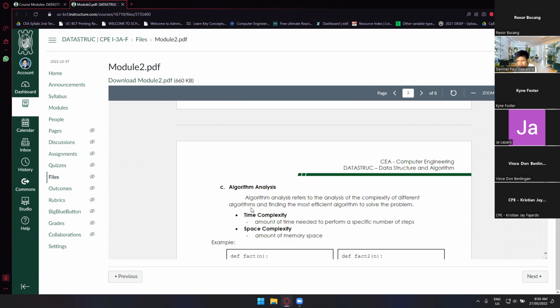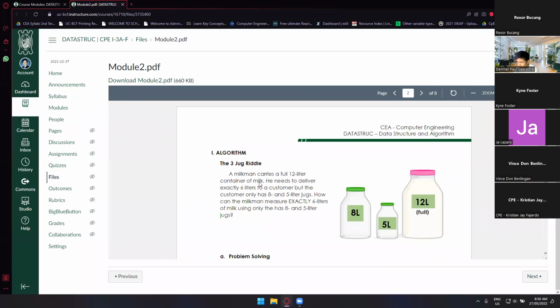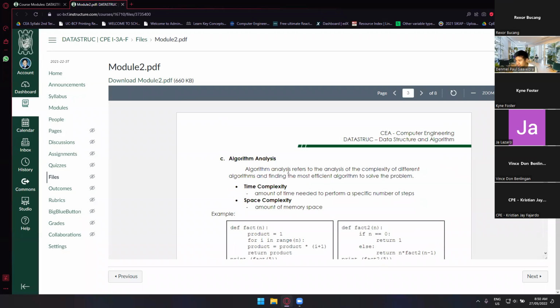This is another step you can do in order to solve this kind of problem. Algorithm analysis refers to the analysis of the complexity of different algorithms and finding the most efficient algorithm to solve the problem. We have two variations for this. The first is time complexity, which is the amount of time needed to perform a specific number of steps. The second is space complexity. This is also included, so not just the fastest algorithm, but also the storage, or the memory space that you're going to consume.